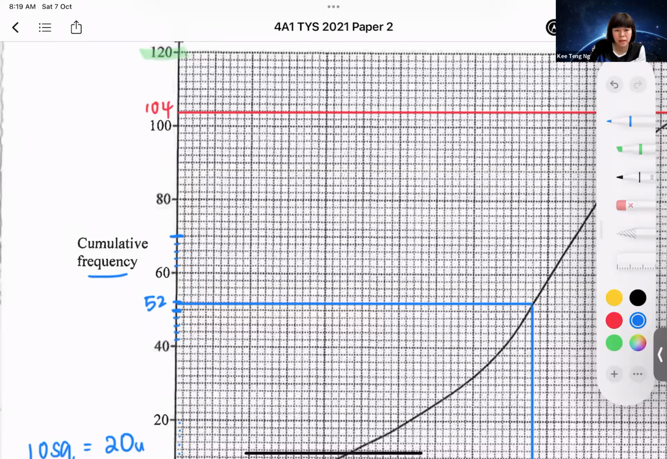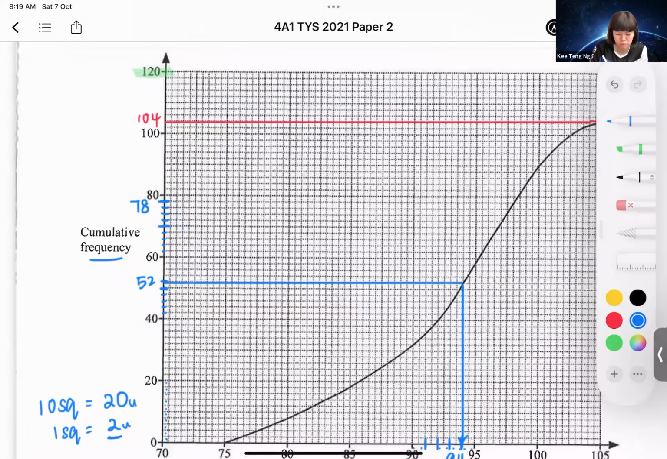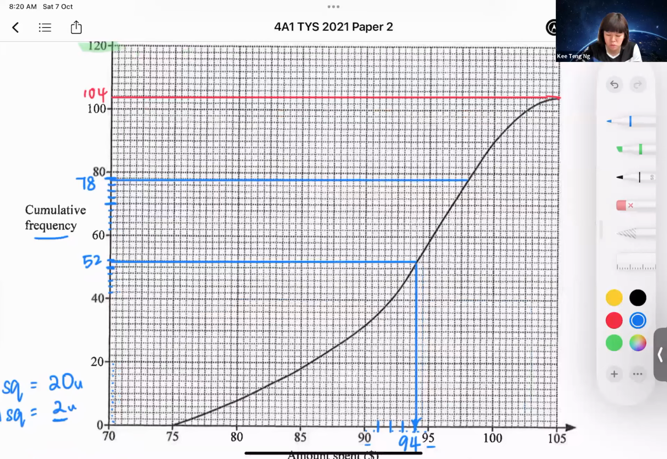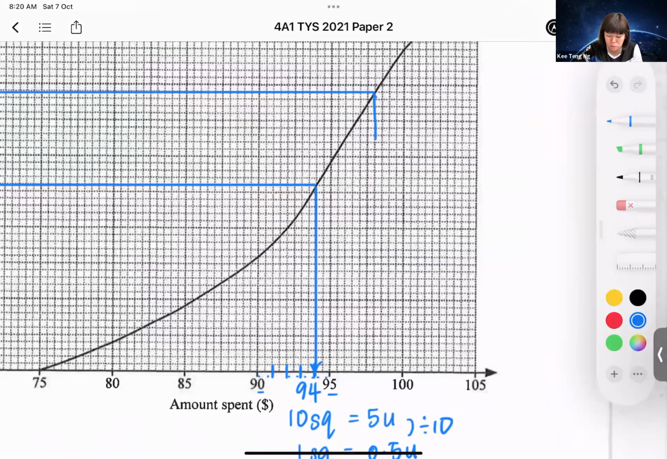Then I want 78. 70, 72, 74, 76, 78. So this is the number 78. Now I draw my line to touch the graph. Usually they'll try to give you nice numbers, so do read the question, okay? Do try to read the graph as accurately as possible, right?